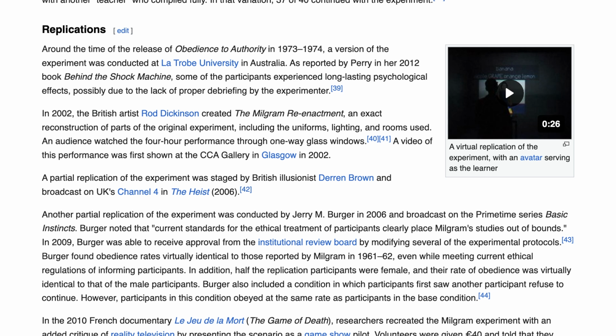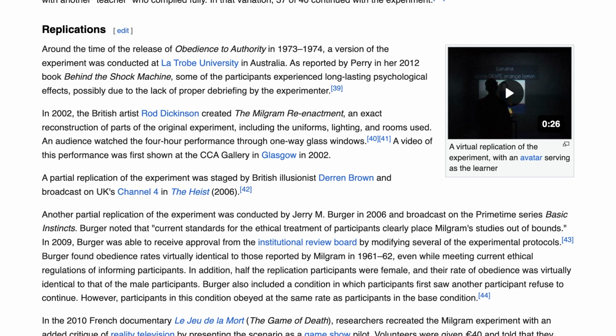In 2002, the British artist Rod Dickinson created the Milgram reenactment, an exact reconstruction of parts of the original experiment, including the uniforms, lighting, and rooms used. An audience watched the 4-hour performance through one-way glass windows. A video of this performance was first shown at the CCA Gallery in Glasgow in 2002.